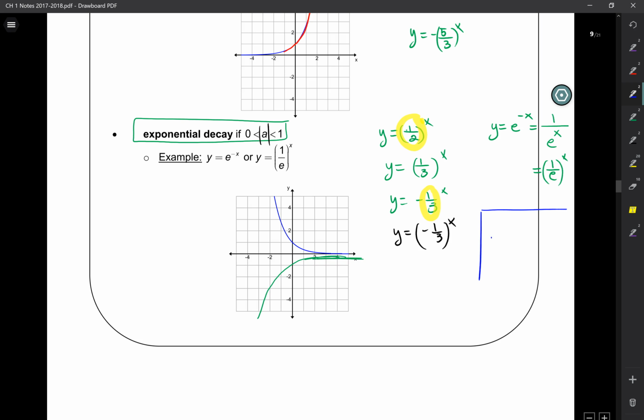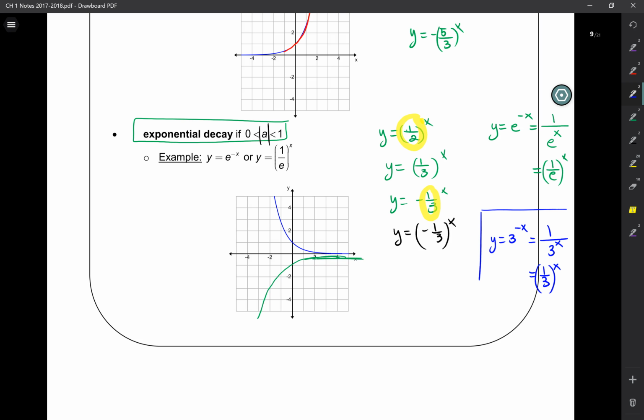Suppose you have y equals 3 to the negative x. Because there is a negative exponent, that's the same as 1 over 3 to the x. And that's the same as (1/3) to the power of x. Okay? So this would be decay. All decay. So when the negative is in the exponent, decay.